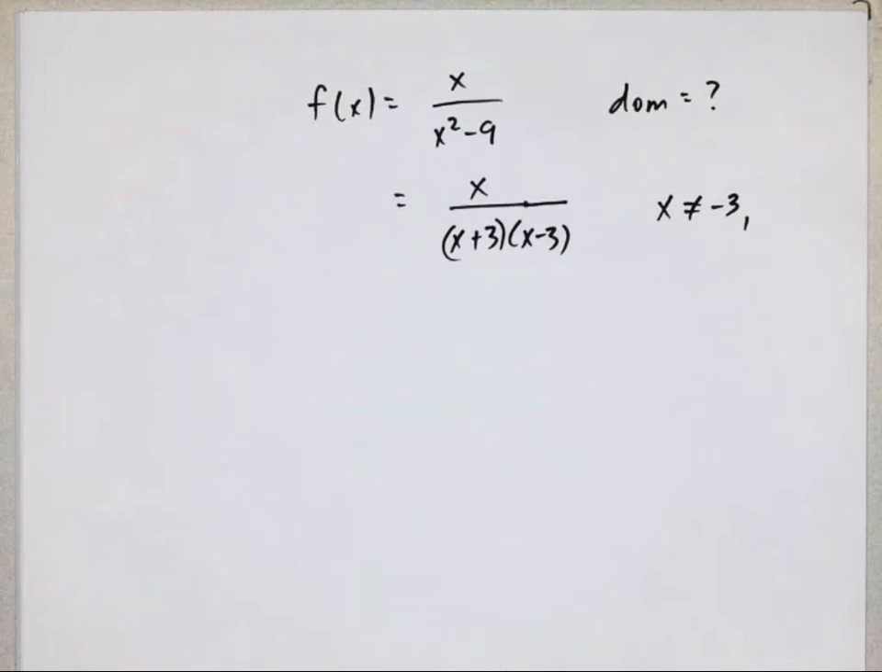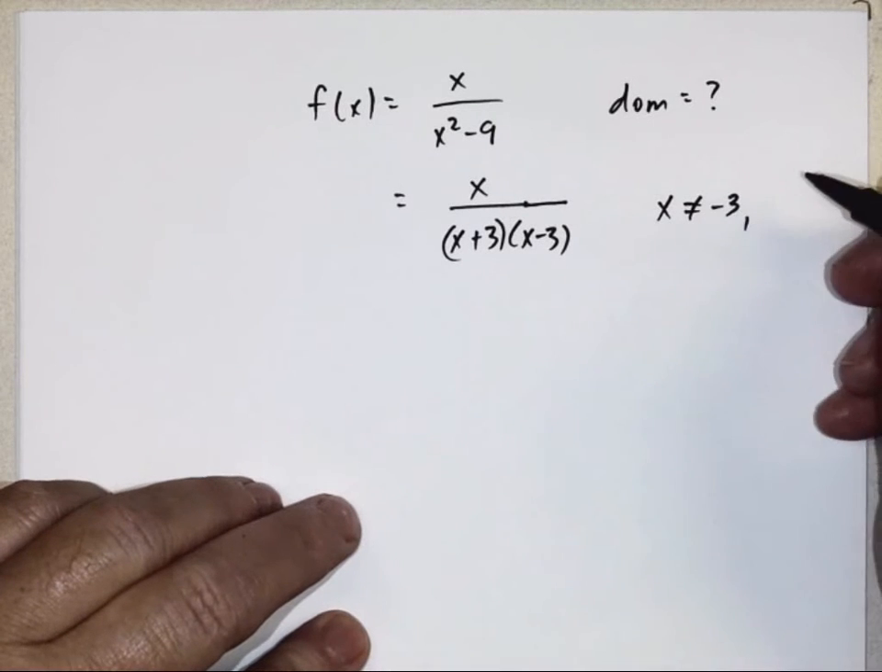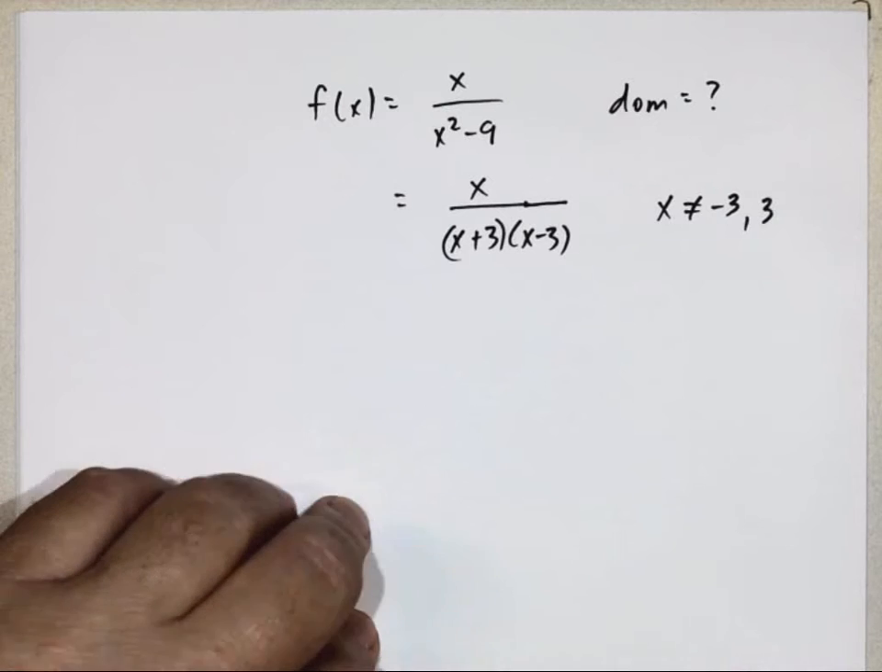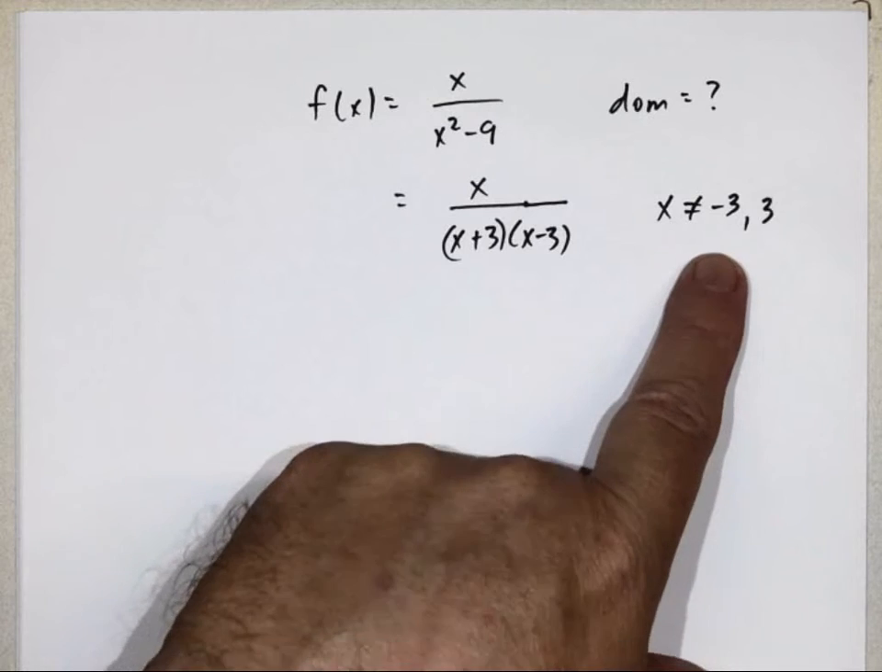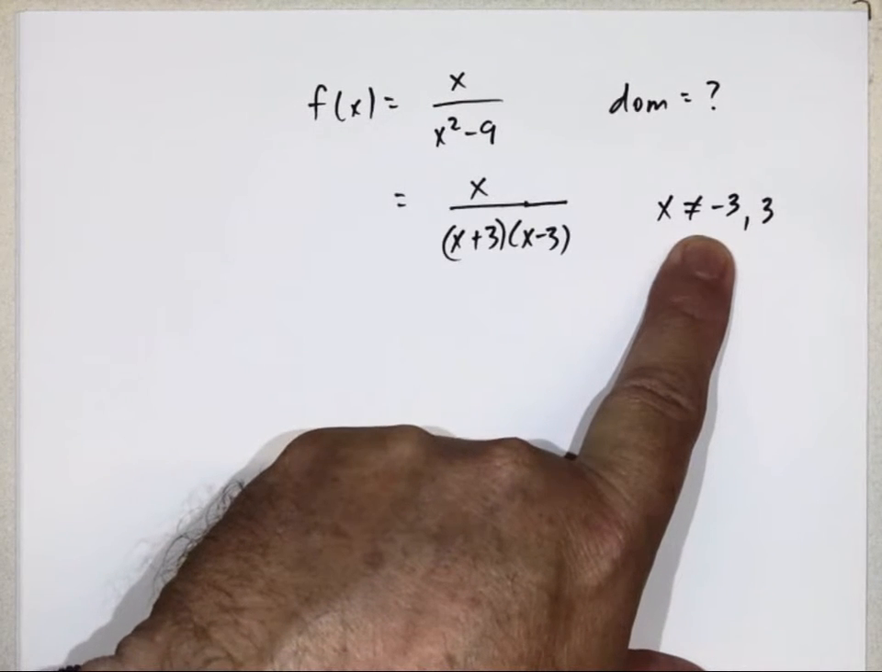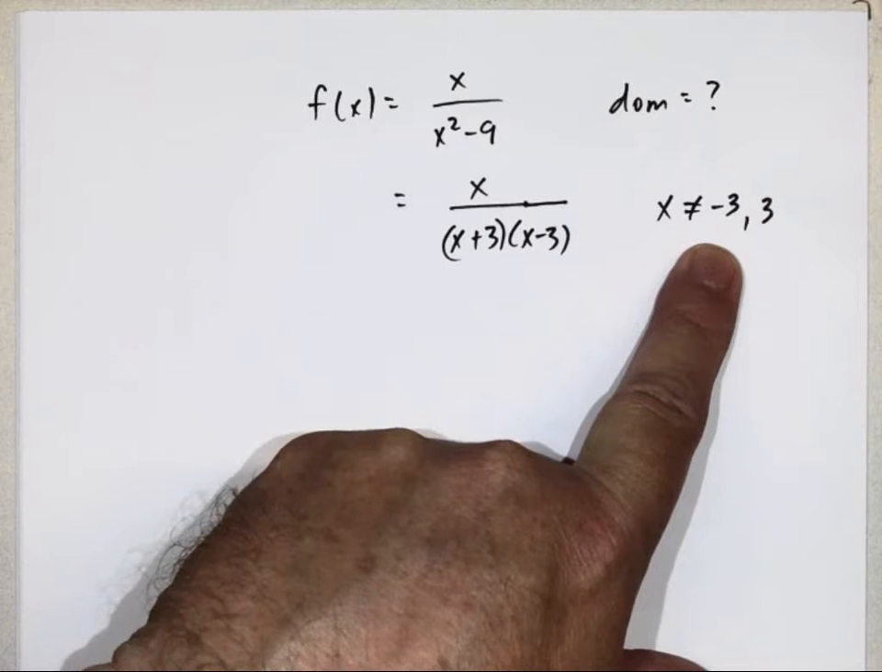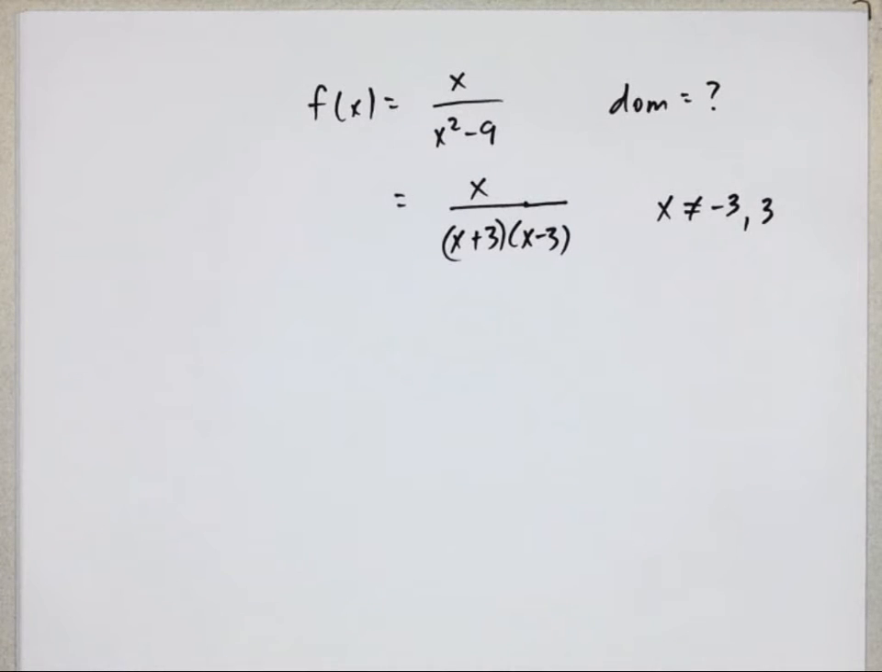And if I look at my second parenthesis, what value of x would cause the second parenthesis to be 0? x equal to 3. So I say x cannot be equal to 3. So basically, when I look at this, x can never equal negative 3 and 3. Now in words, what's my domain? My domain would be all real numbers except negative 3 and 3.